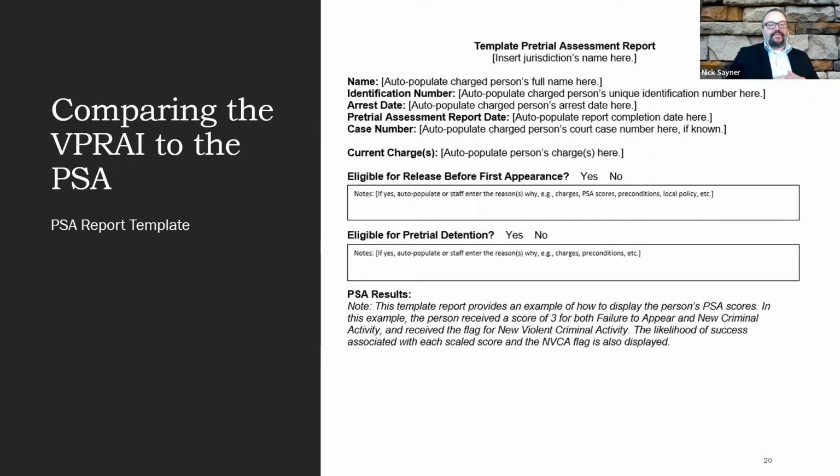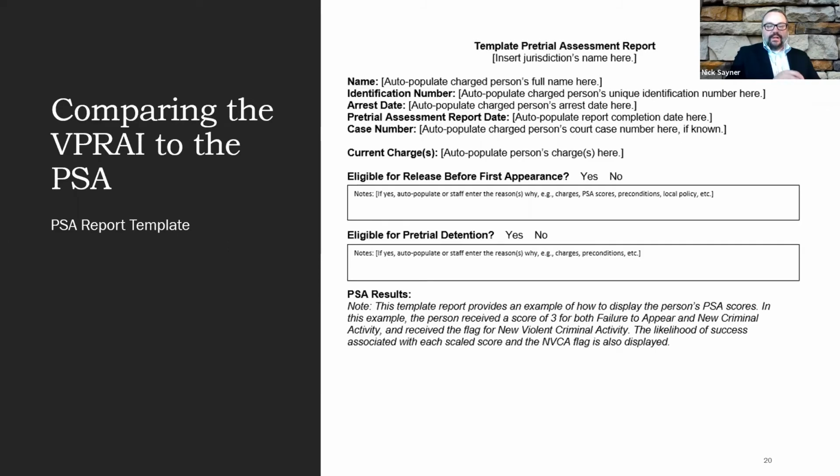It covers what they consider sort of being the traditional information that's needed for judicial officers when they're making their initial bail decision and conditions determination. So again, pretty simple: name, identification number, arrest date, the report date, case number, current charges, obviously. I look at this as your basic demographic information that you include in almost every report. And then it talks about whether they're eligible for release before first appearance.